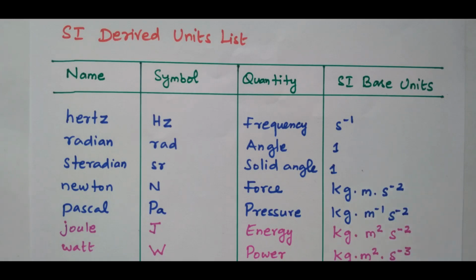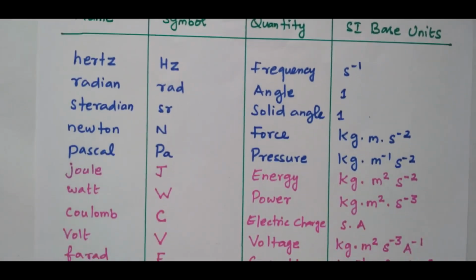kg.m.s power minus 2. Then for measuring pressure, you have Pascal, Pa. For measuring pressure, the unit is Pascal. The symbol is Pa. What are the base units? kg.m power minus 1, s power minus 2. Kilogram, meter, and second. kg.m power minus 1, s power minus 2. It's available for pressure. We'll go some more.